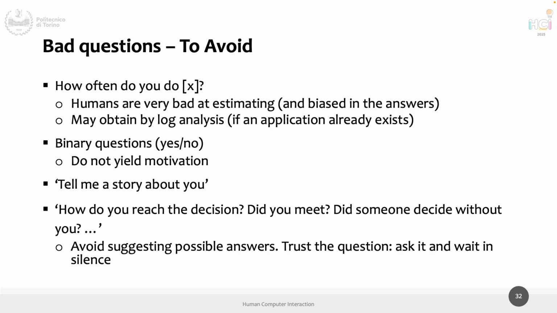Maybe they reach a decision, so it's reasonable to say, how do you reach the decision? But then you are giving options. You meet. Someone decided without you. You're giving options. So avoid giving options. People know what's going on, and they will tell you. And if not, they will ask you for clarification, and you can provide it. But do not give possible answers, because otherwise people will pick one of them, even if it is not really true or accurate, just because it is similar to what happened to them.